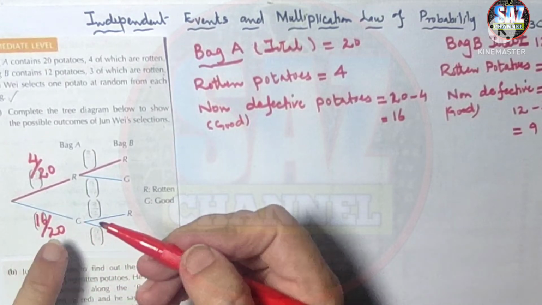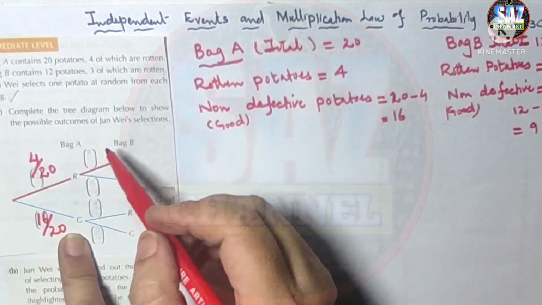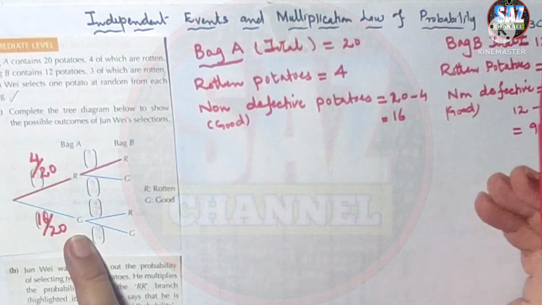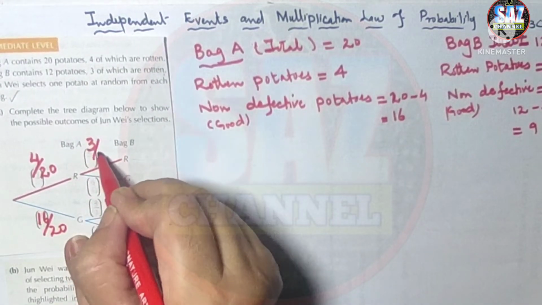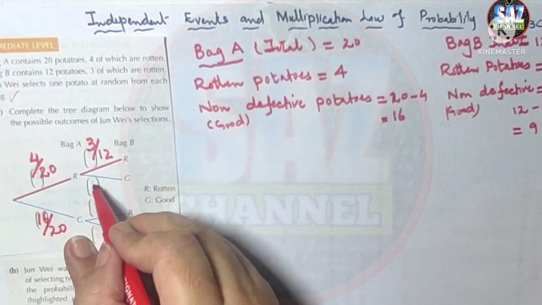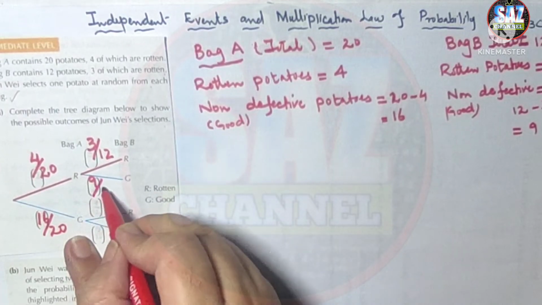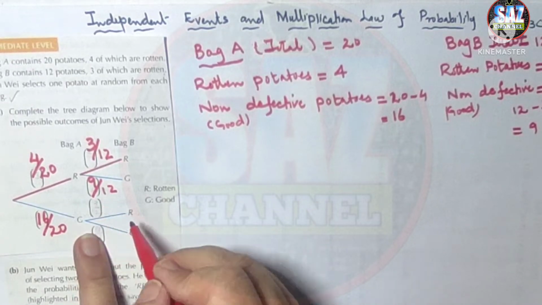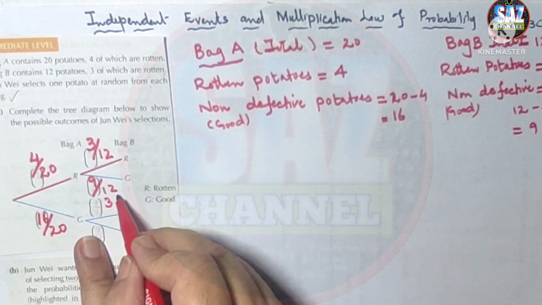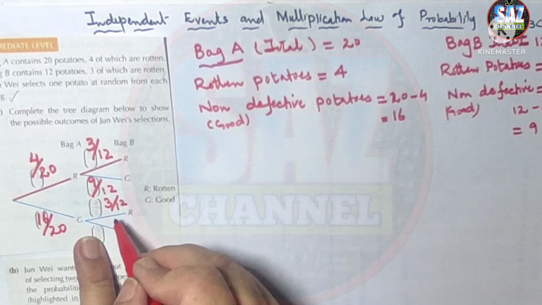Now, coming to bag B. Bag B has how many rotten potatoes? There are 3 rotten potatoes out of how many? 12, and 9 out of 12 are good, and then 3 by 12 and 9 by 12.